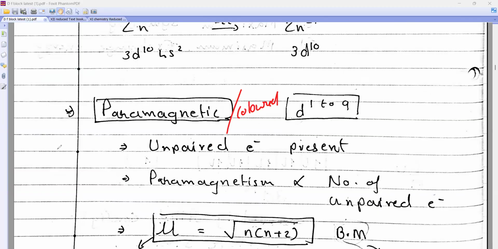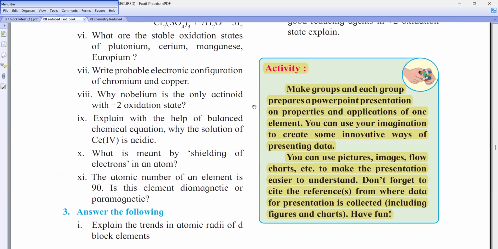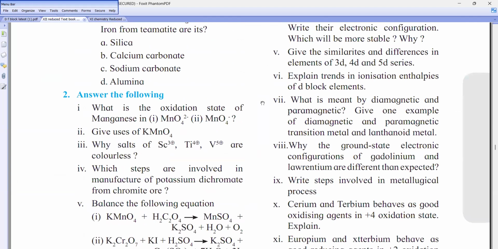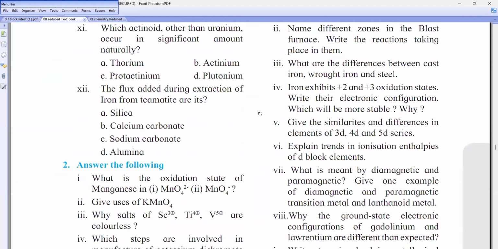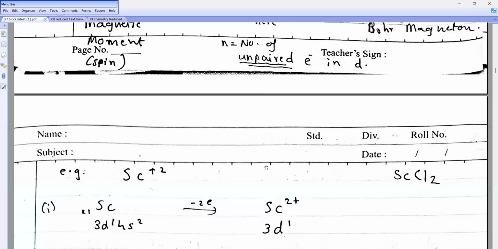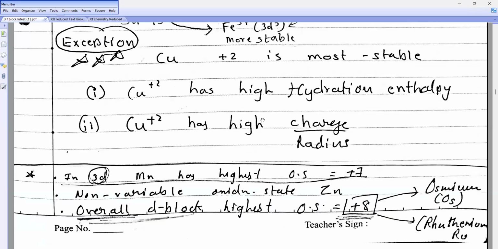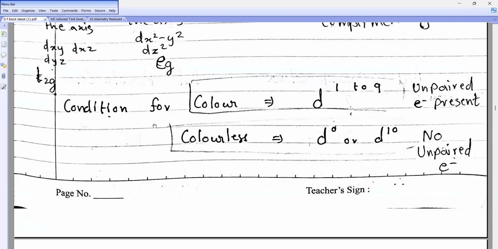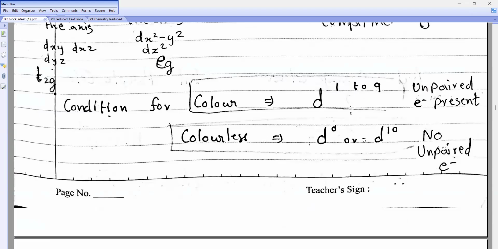But there are a few exceptions also. Now tell me, what is your question? Sir, do we have to show the electrons losing or do we just write they're diamagnetic? No, beta, you have to show that, because that is how they will give you marks. How will they know you are writing properly? That is the main reason why I am giving these notes and highlighting this part for colored. I'm trying to make things simpler for you. I have given a condition for color, and this is for colorless. That's it. Easy.